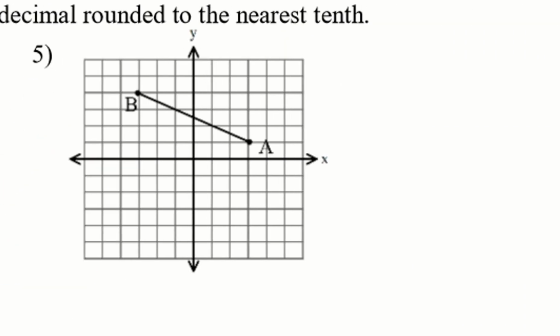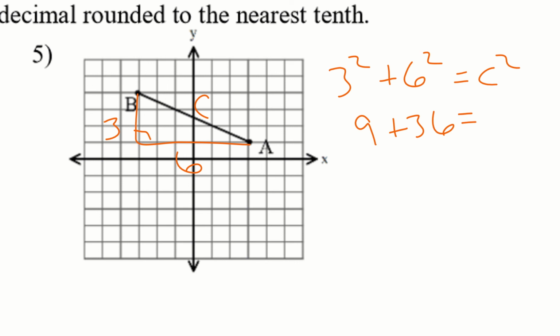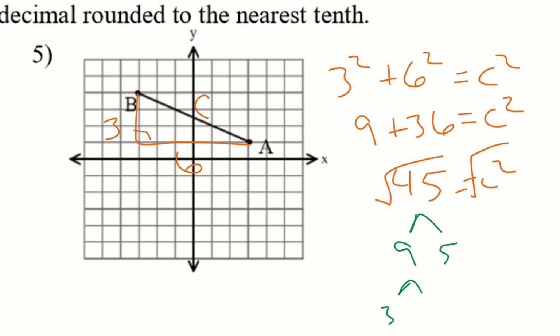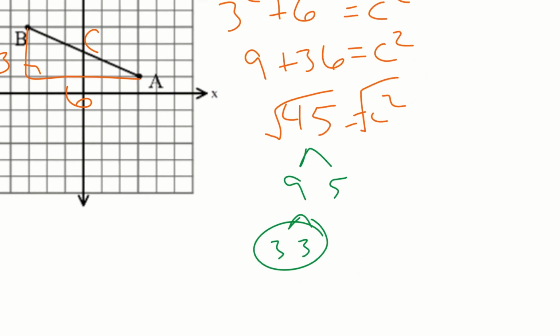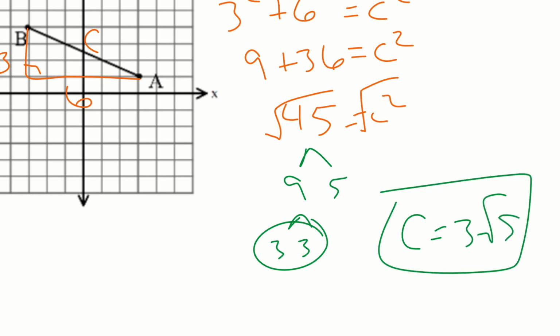Okay, let's take a look at number 5. I create the triangle here. Once again, we have that right angle, just like we made with number 4. We made that right triangle. This side is 3, then we have 1, 2, 3, 4, 5, 6 down here, and that's our c, and that's what we're trying to find. So 3 squared plus 6 squared equals c squared. So 9 plus 36 equals c squared. Now we have 45 equals c squared. When I take the square root, 45 is not a perfect square, so I'm going to make my factor tree, which I have 9 times 5, and then 3 times 3. So I have a pair of 3's. So c equals 3 times the square root of 5. So that is the distance from B to A. It's 3 root 5.